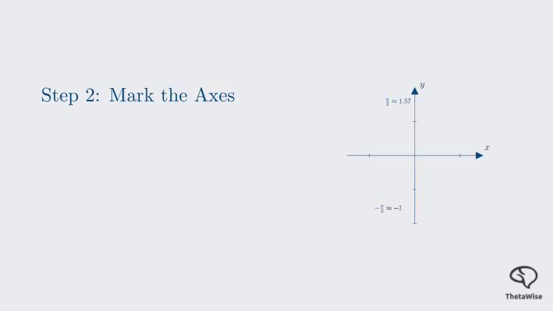Step 2. Mark the axes. We will create our Cartesian plane, marking the x and y axes. On the y-axis, we'll mark the key values of pi over 2, approximately 1.57, and negative pi over 2, approximately negative 1.57. On the x-axis, we'll mark 1 and negative 1, as these are the limits of our domain. We need to ensure our axes are scaled to fit both the domain from negative 1 to 1 and the range from negative pi over 2 to pi over 2.